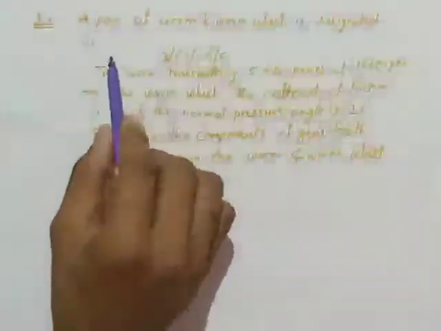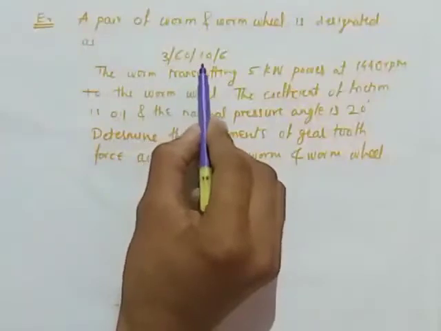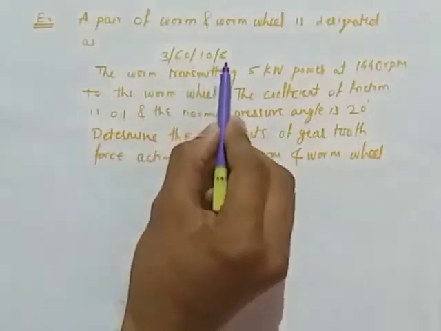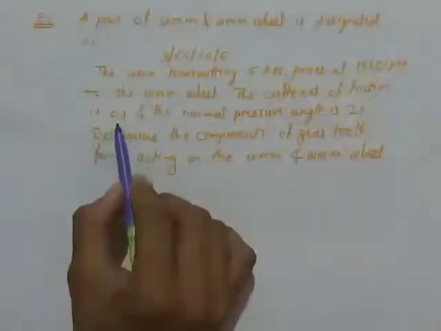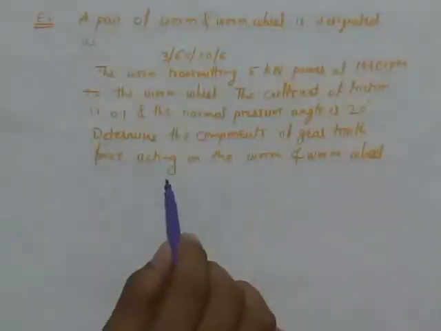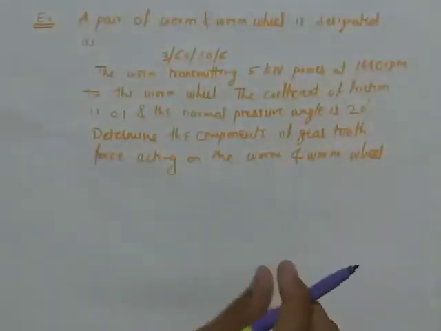Now one numerical we'll discuss. A pair of worm and worm wheel is designated as 3/60/10/6. That means 3 is z1, 60 is z2, 10 is q and 6 is m. The worm is transmitting 5 kilowatt power at 1440 rpm, the coefficient of friction is 0.1, and the normal pressure angle is 20 degrees. Determine the components of gear tooth forces acting on the worm and worm wheel.